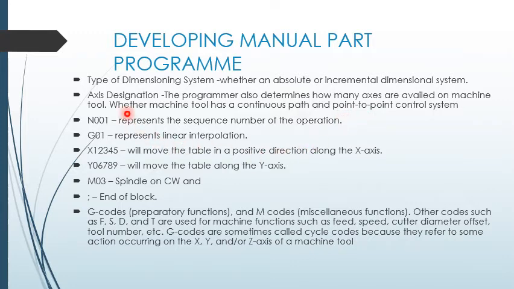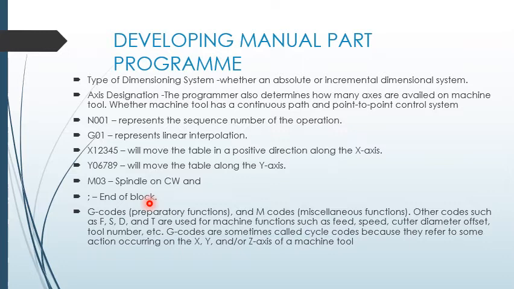This is an example of a simple program. If we have a program in this form, what do the words represent? N001 represents the sequence number of the operation. Then G01 represents linear interpolation. X1 is the letter that will move the table in a positive direction along the x-axis. Then Y will move the table along the y-axis. Then M03 represents the spindle start, and this symbol represents the end of the block.